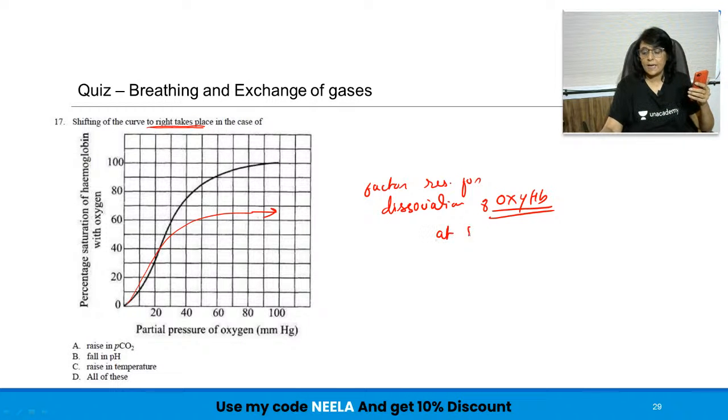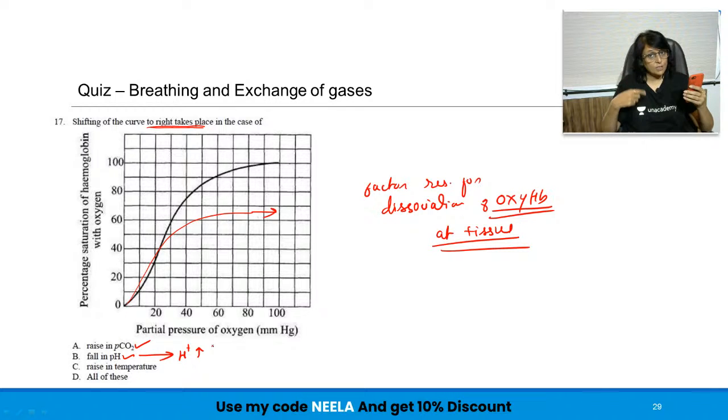It takes place at tissue. So what are the conditions at tissue? Partial pressure of carbon dioxide is more. And if there is more carbon dioxide, it will react with water to form carbonic acid. H ion concentration will increase and pH will decrease. So this is the interpretation. H ion concentration is high. If H is more, that means pH is low. Rise in temperature, that means all of these.